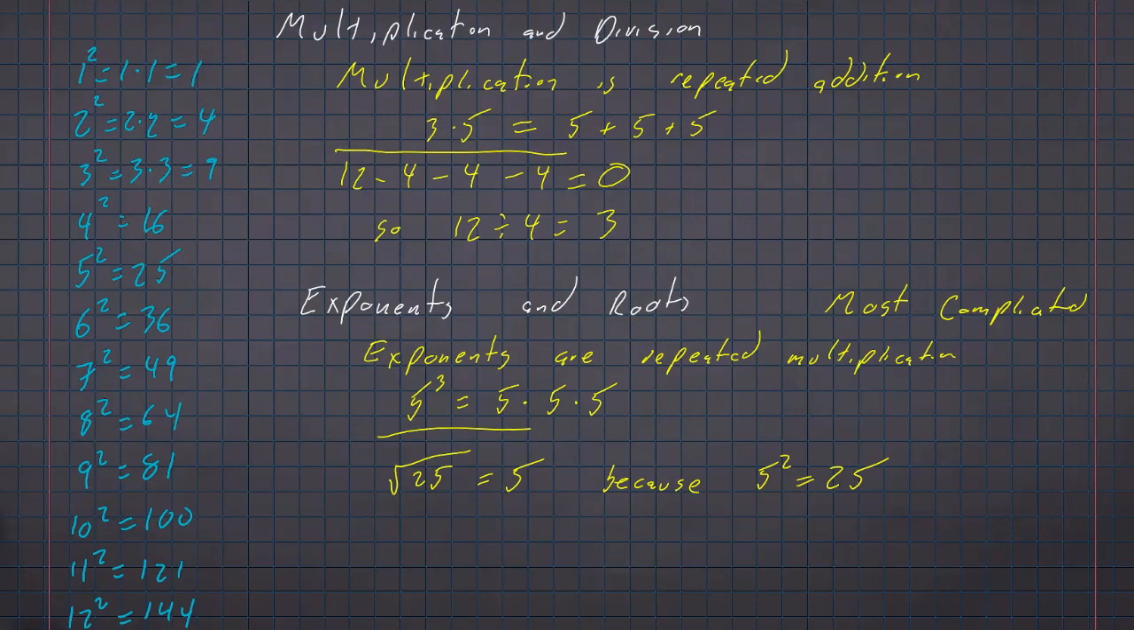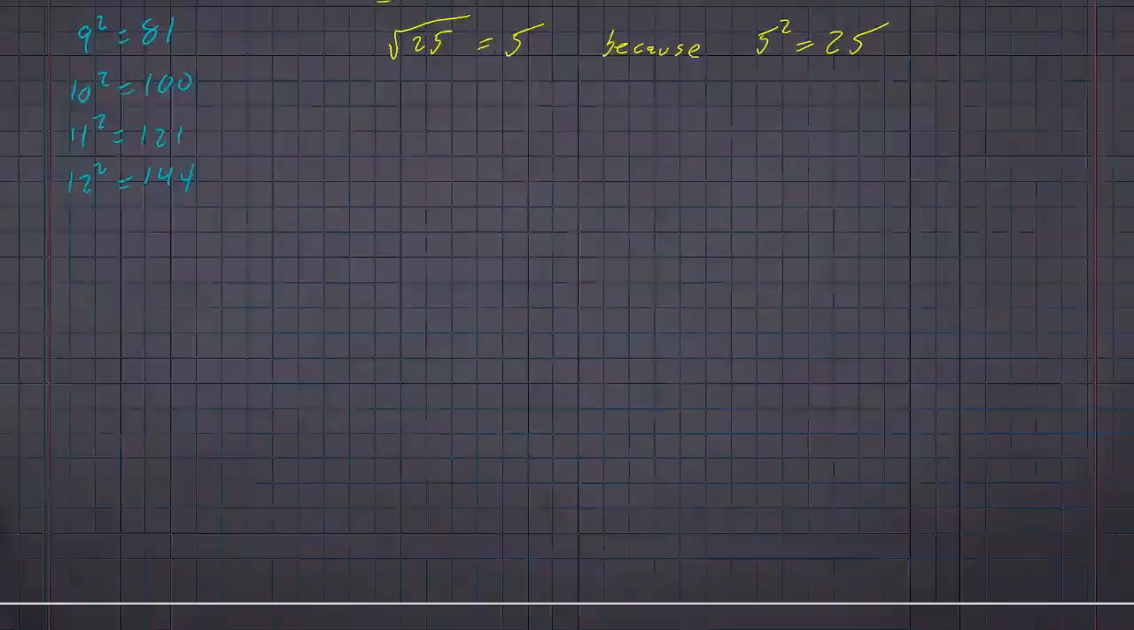But anyway, we have now our 3 steps of the order of operations. We do the most complicated first, which is exponents and roots. Then after we're done with the exponents and roots, we go on to multiplication and division. And then once we're done with the multiplication and division, we go on to look at addition and subtraction.